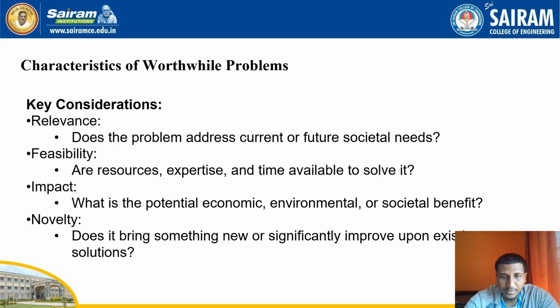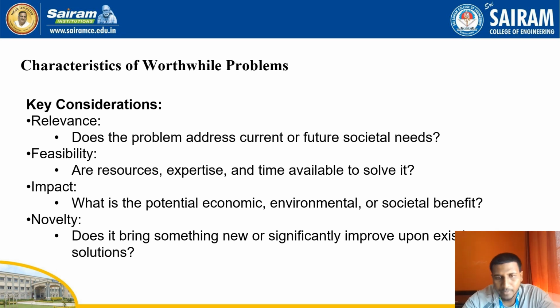Clarity and specificity. The problem is clearly defined with measurable objectives and outcomes. Ambiguity is minimized to ensure focused research or development. Example, reducing energy consumption in HVAC systems by 20% through innovative design. Interdisciplinary potential. The problem allows collaboration across multiple fields or disciplines. It opens opportunities for diverse expertise to converge. Example, combining artificial intelligence and biomedical engineering to improve disease diagnostics.